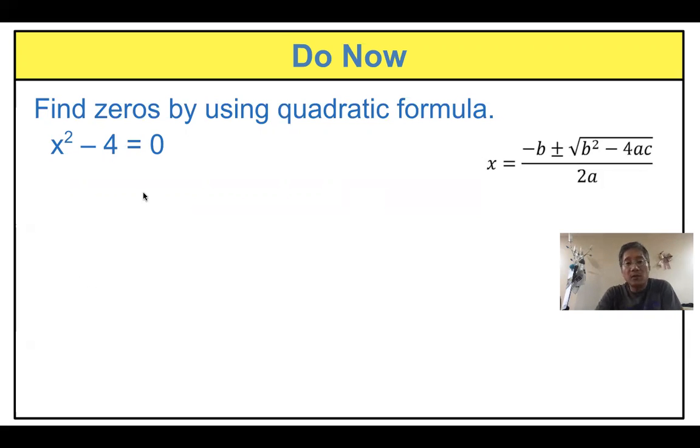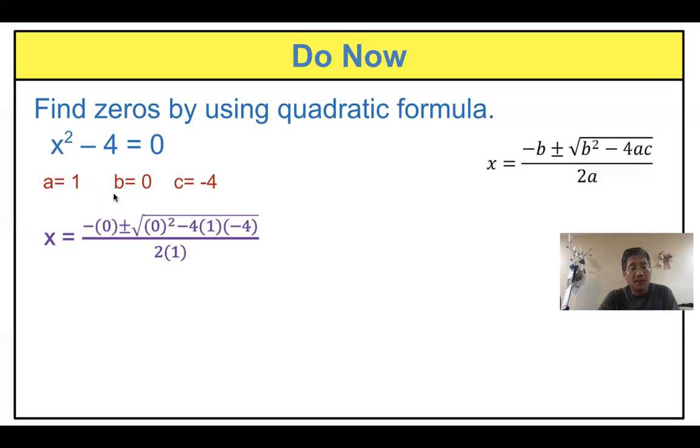To use the quadratic formula, you should figure out what A, B, and C are. A is equal to 1, B is equal to 0 because there's no x, and C is this number, -4, right? Then plug these numbers into the formula. Negative B is 0, plus or minus the square root of 0 squared minus 4 times A, which is 1, times C, which is -4, and then over 2 times A, which is 1.